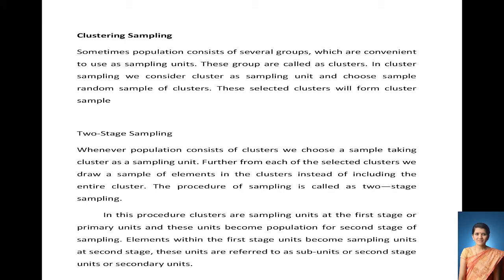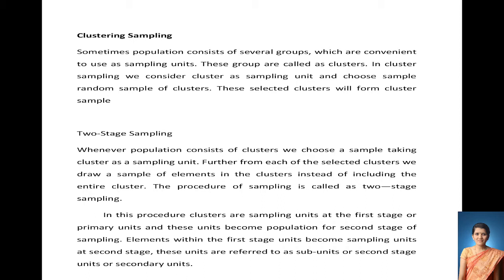The next type of sampling is cluster sampling. Cluster sampling means sometimes the population consists of several groups which are convenient to use as a sampling unit, and these groups are called clusters. In cluster sampling, we consider a cluster as a sampling unit and choose a random sample of clusters. These selected clusters will form the cluster sample.